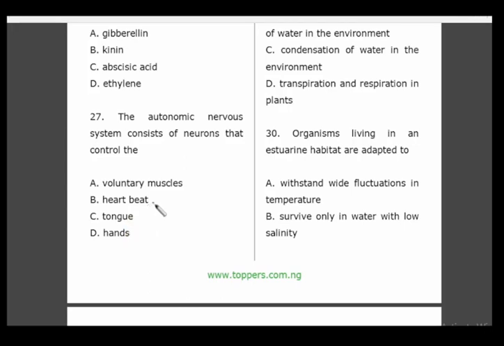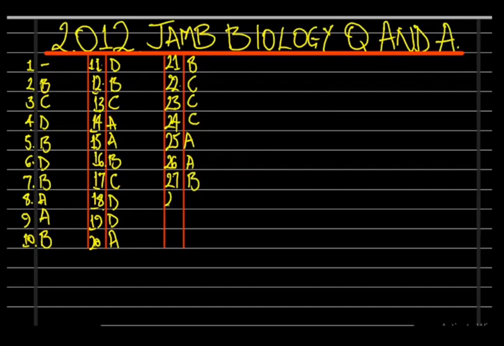The only one that is not controlled voluntarily is the heartbeat, and that is the one that we have as the neurons that are controlled by the autonomic nervous system. So the heartbeat is actually the autonomic nervous system's function. So that is the answer to our question 27. 27 is option B. So we'll go to question 28 now.